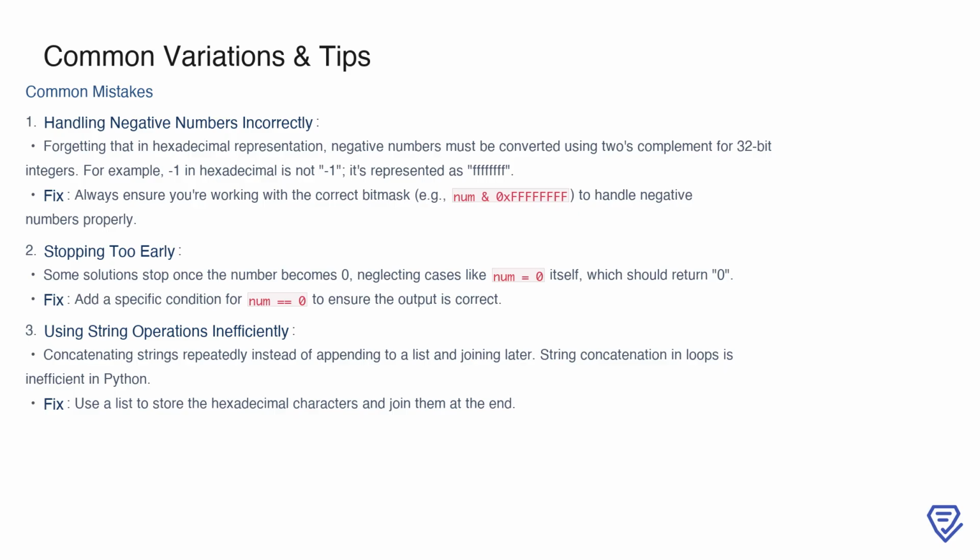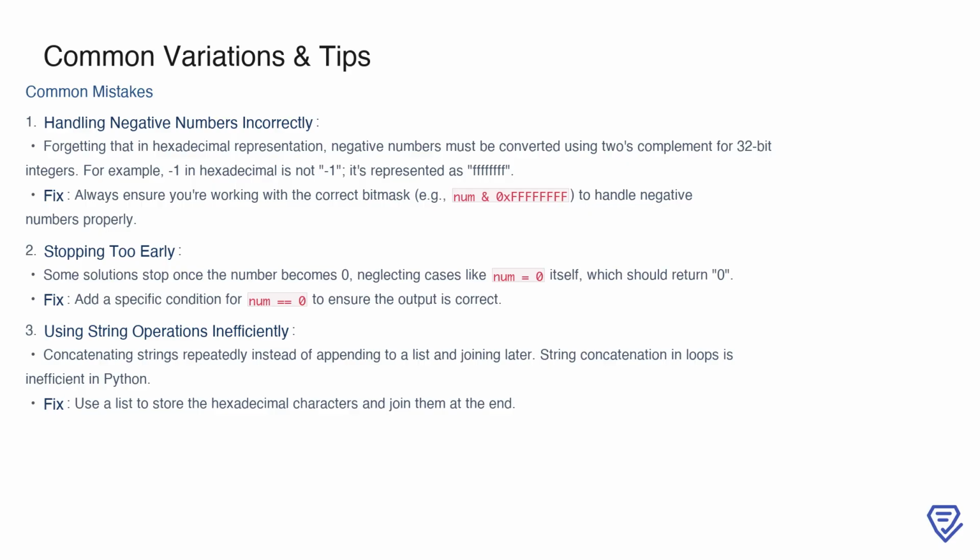When dealing with hexadecimal conversions, there are 3 common mistakes to watch out for. First, handling negative numbers incorrectly. In hexadecimal representation, negative numbers are not represented with a minus sign like in decimal. Instead, they use 2's complement for 32-bit integers. For instance, -1 is represented as FFFFFFFF. To handle this correctly, you need to apply a bit mask like number and 0xFFFFFFFF.